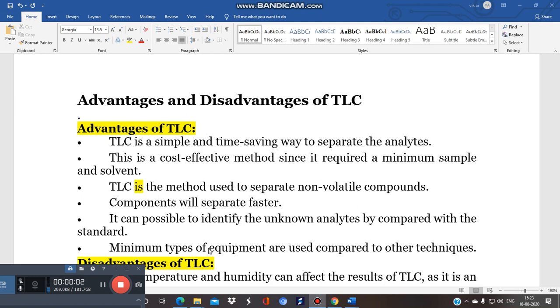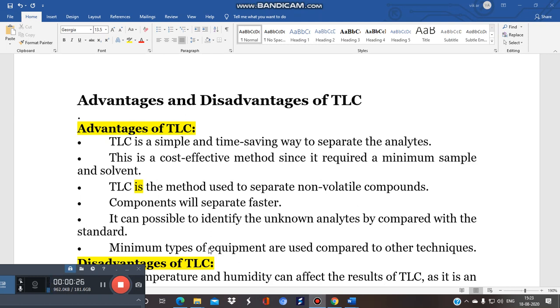I welcome you all in the next video tutorial in the TLC series. So this is the last video that we are going to cover on thin layer chromatography, that is the advantages and disadvantages part. So after watching this video, you will be able to know about the various advantages and disadvantages of TLC. So without wasting any time, let's start.